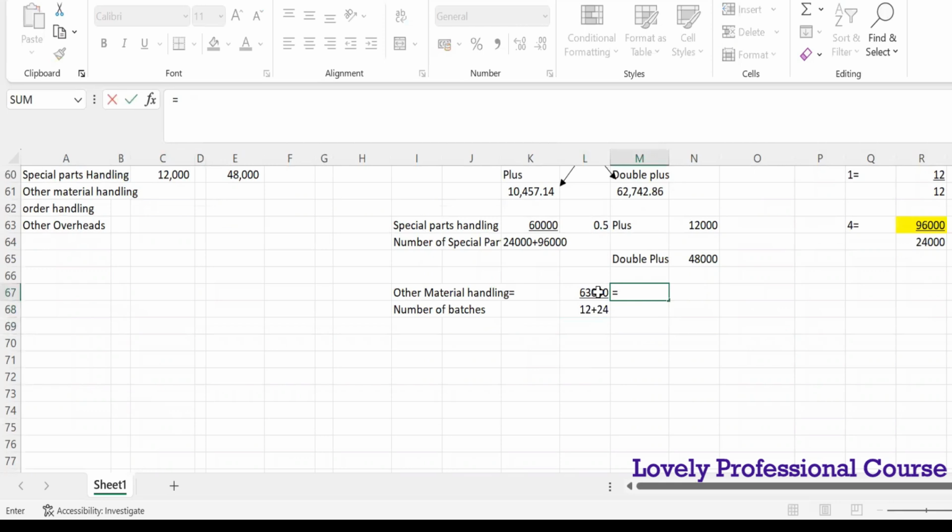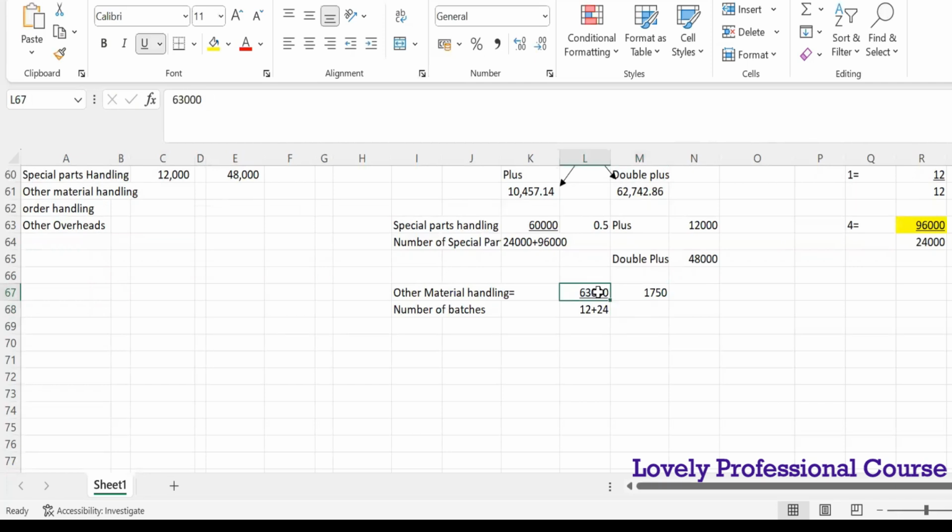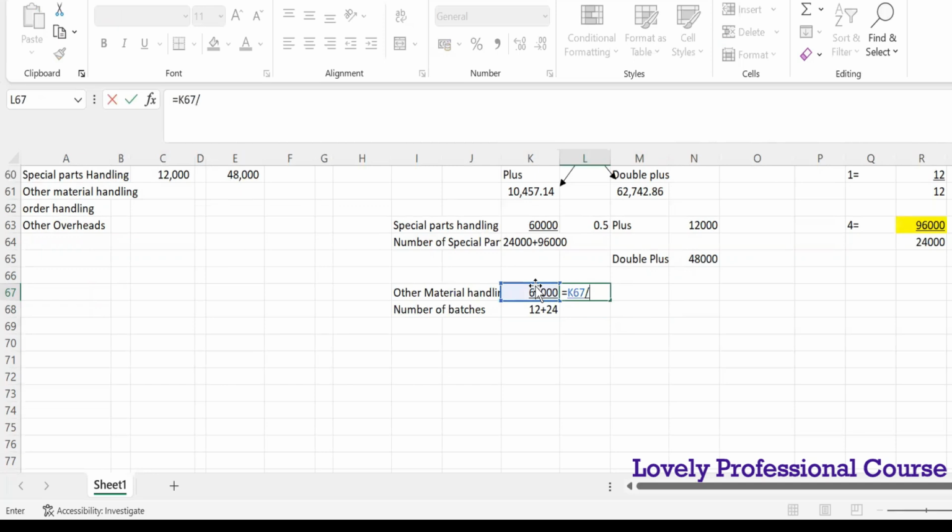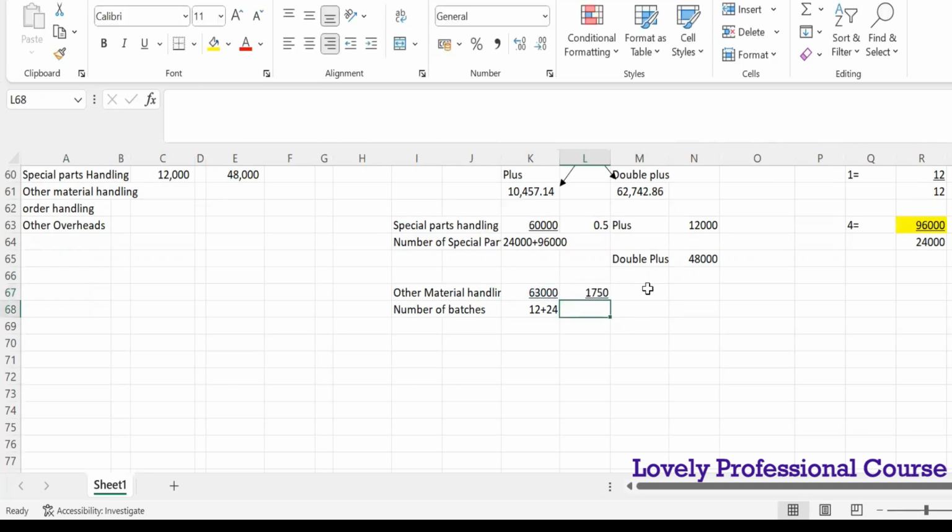So I come here and take this 63. I divide it by 12 plus this 24. If you add 12 and 24, you get 36. Is it okay? 63 divided by 36. So this is my cost per activity, which is 63 divided by 12 plus 24, which is 36. So I have this one as my answer, as my cost per activity.